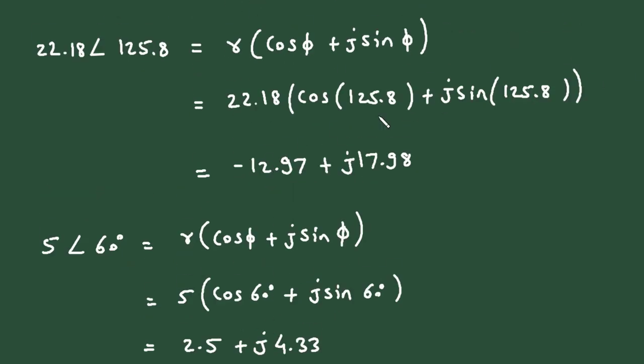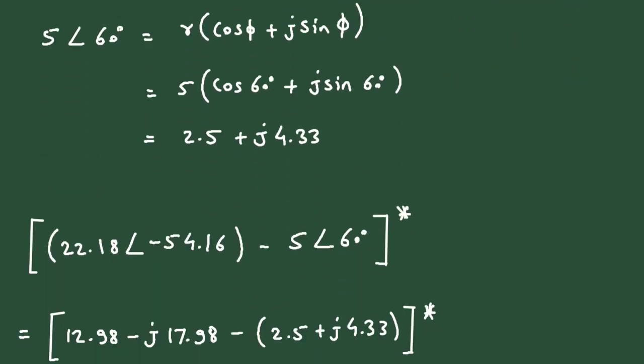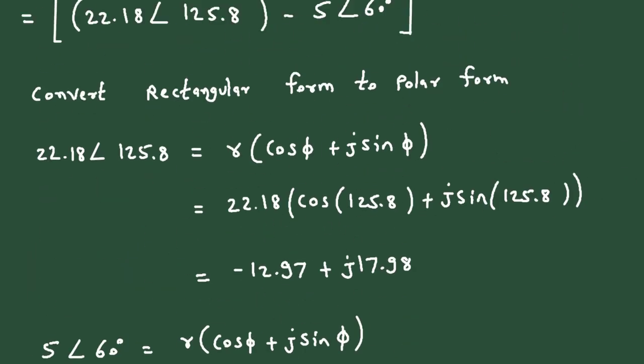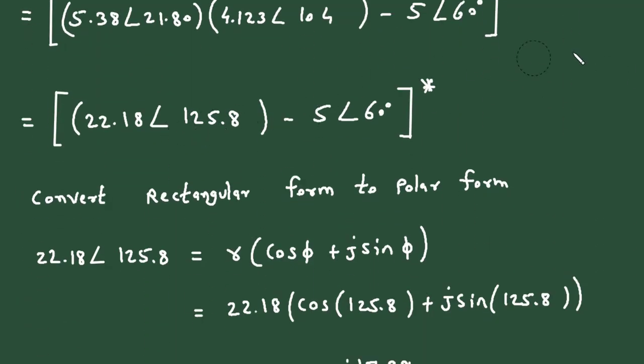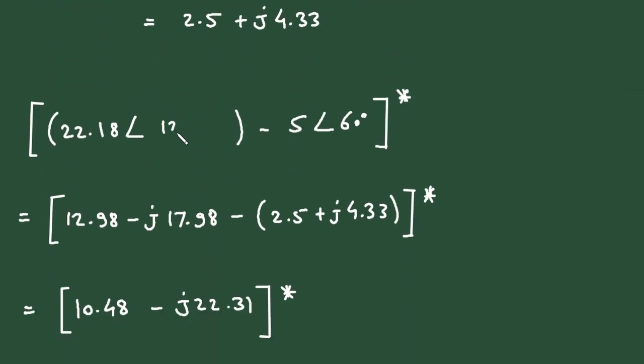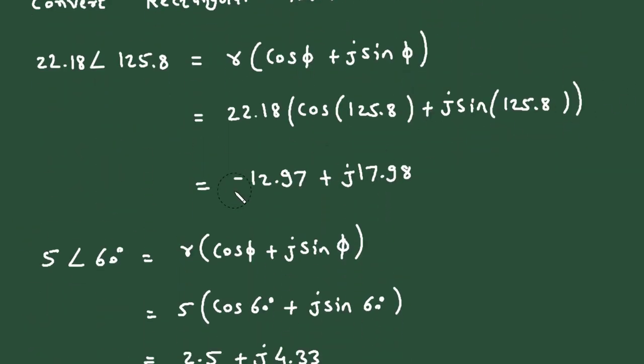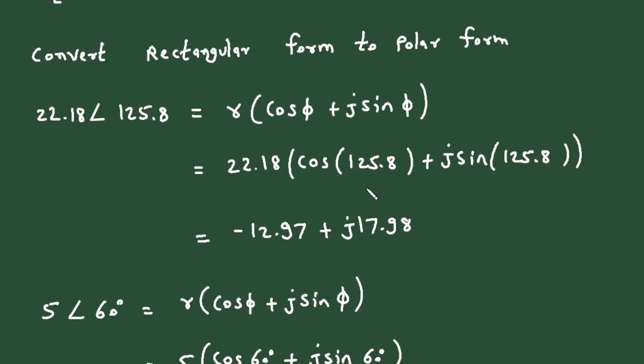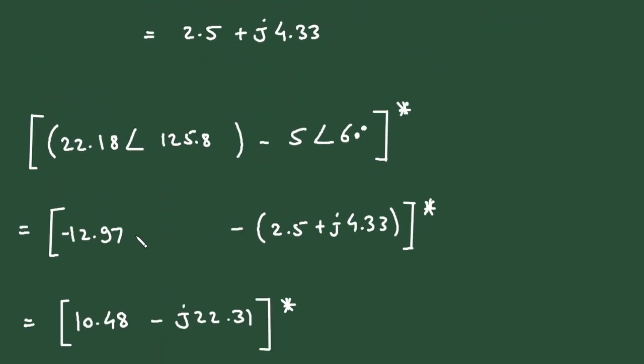Now this value is changed, so this value will also change. This was actually, instead of minus 54, it was 125.8, and the answer for this is changed. So it is minus 12.97, minus 12.97, plus j17.98, plus j17.98, this value as it is because it is correct.